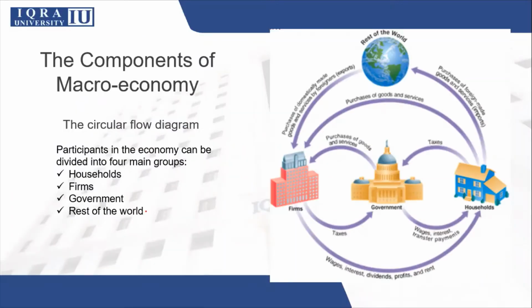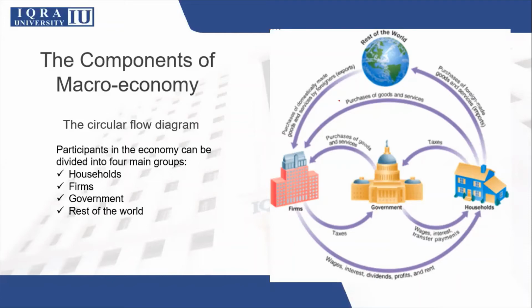Understanding how macroeconomics works can be challenging because a great deal is going on at one time. Everything seems to be affecting the other. So to see the big picture, it is helpful that we divide the participants into four main groups, which include households, firms, government, and the rest of the world. Now over here, if you look at this diagram, you can see that the government is at the center of everything.